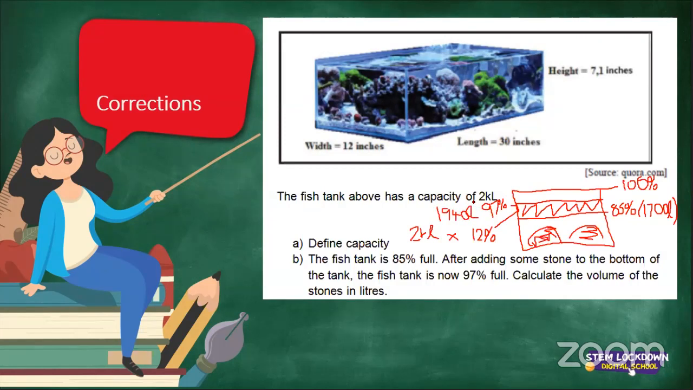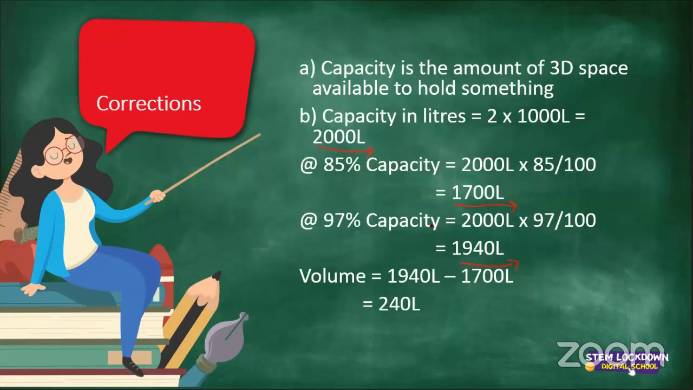So the question is, by how many liters did the water in the fish tank go up by? So it will be 1940 liters minus 1700 liters. So it went up by 240 liters, right? So this is the volume of the stones, right? Bit tricky, but actually easy.